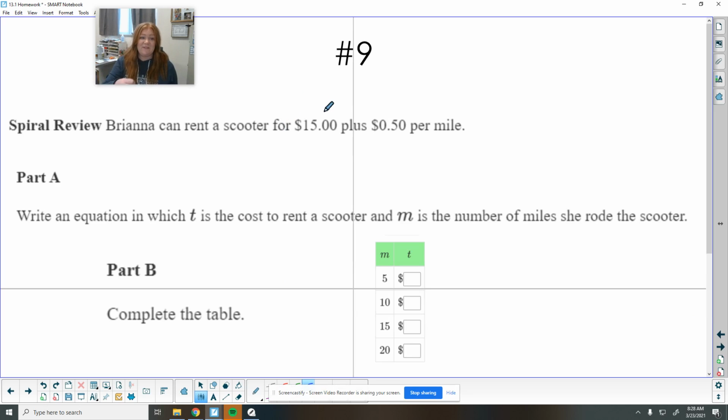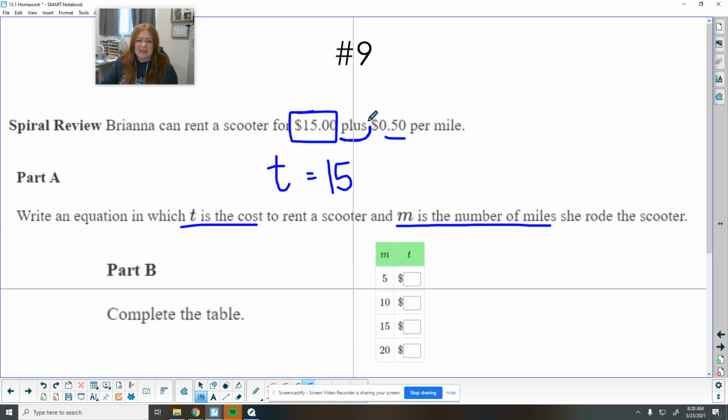So you have to pay $15 to take the scooter. And then every mile you ride is 50 cents. So we're going to write an equation in which T is the total cost to rent the scooter and M is the miles she rode. So T is our total. So we know when she goes to the scooter store, she has to give them $15. And then she's going to add on 50 cents for every mile. Per mile means times M.